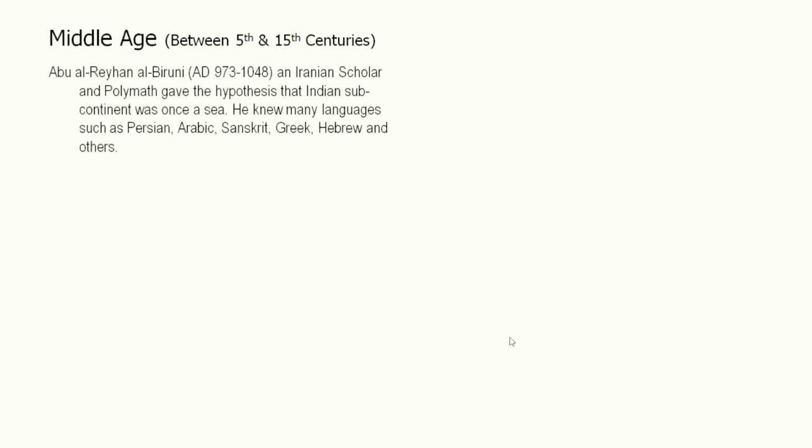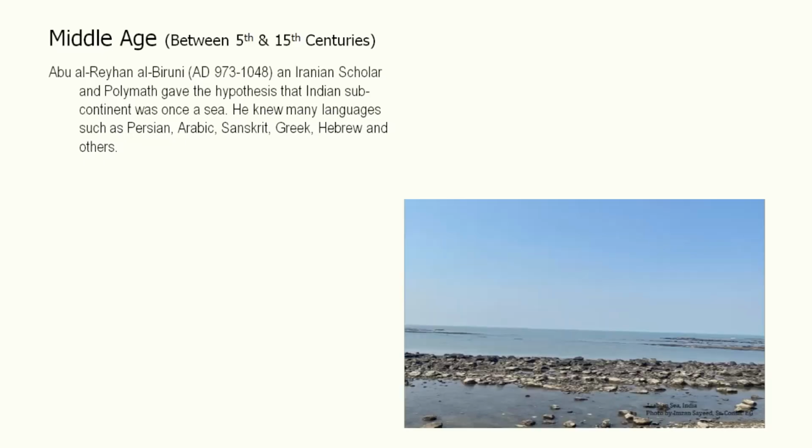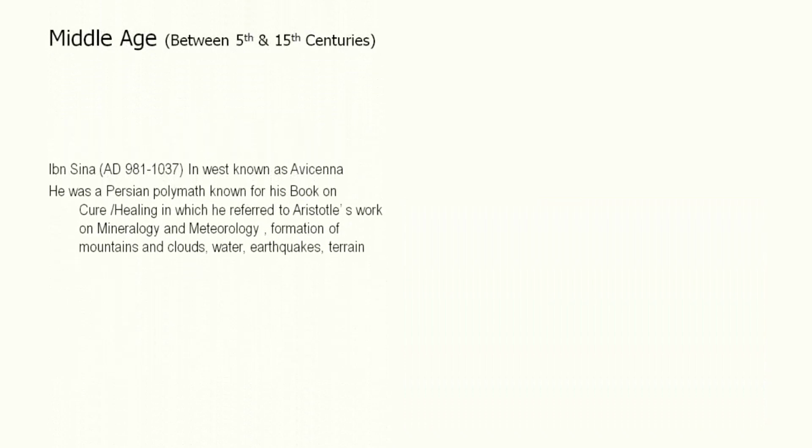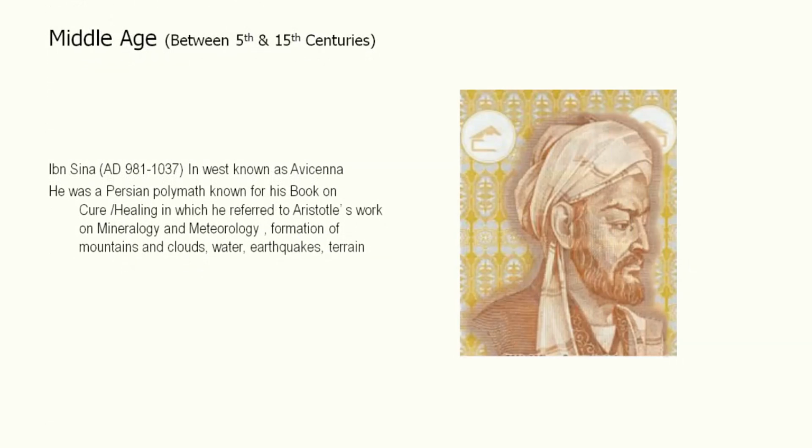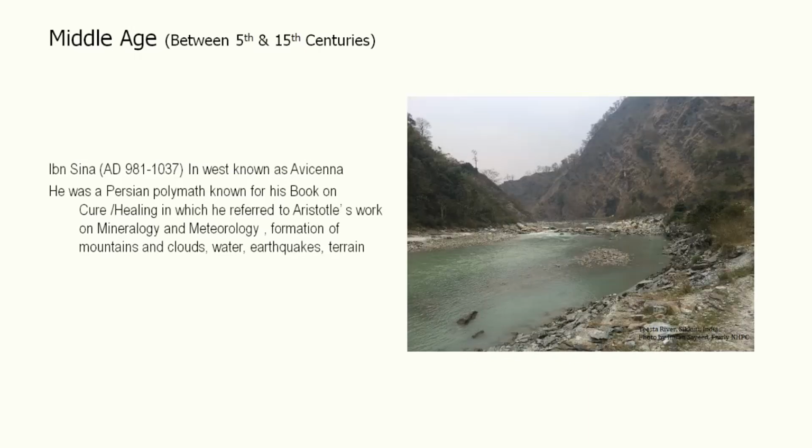In the Middle Age, we have a polymath who's an Iranian scholar, Abu Rayyan al-Biruni, who gave the hypothesis that Indian subcontinent was once a sea. He knew many languages such as Persian, Arabic, Sanskrit, Greek, Hebrew, and others. We have another scholar, Ibn Sina, in the West known as Avicenna. He was a Persian polymath known for his book on Quran, in which he referred to Aristotle's work on mineralogy and meteorology, formation of mountains, clouds, water, earthquakes, terrain, all geological terms.